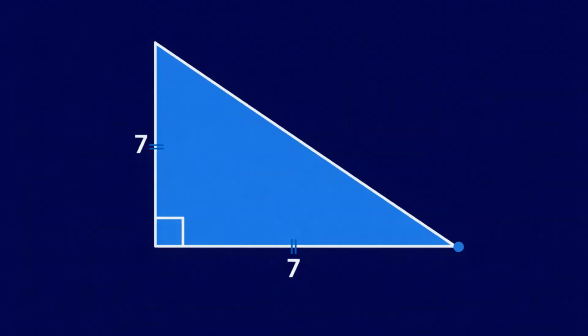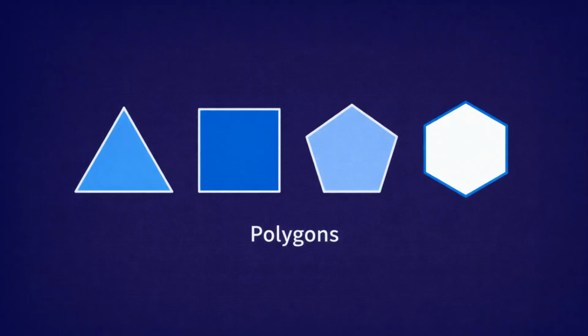Or imagine a triangle with one angle marked 90 degrees, and side lengths of 7, 7, and 10. 2 sides match, and there's a right angle, so it's a right isosceles triangle. Now let's shift to polygons.